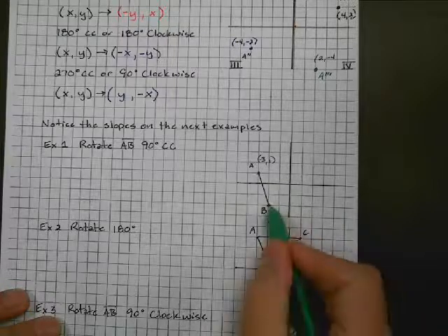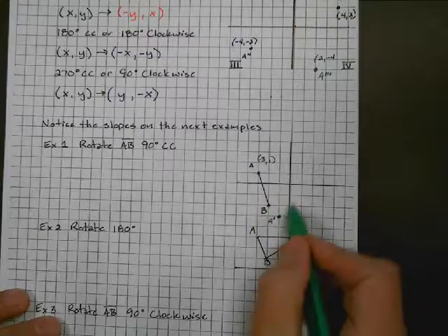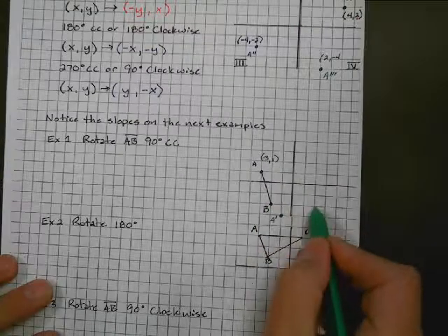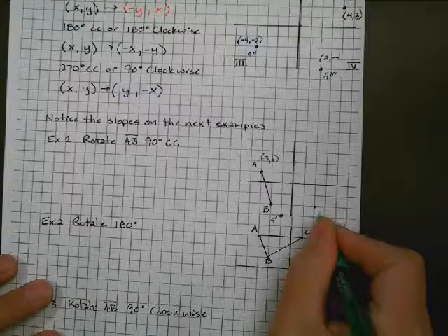So B, we know should show up in this quadrant. Well, what's B? That's 2 and 2. So flipping it, it'd be 2 and 2, but in this quadrant over here. So there's B prime.